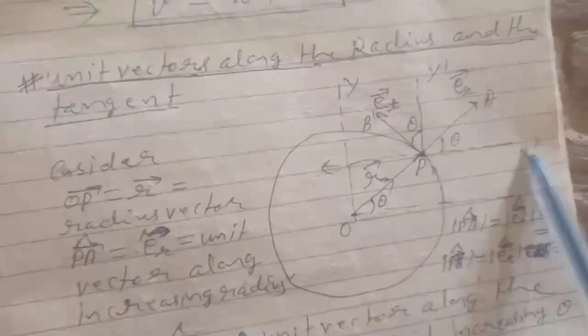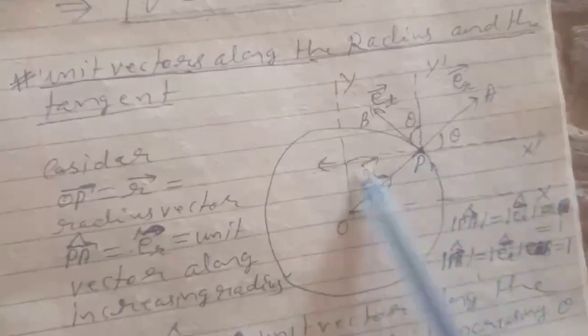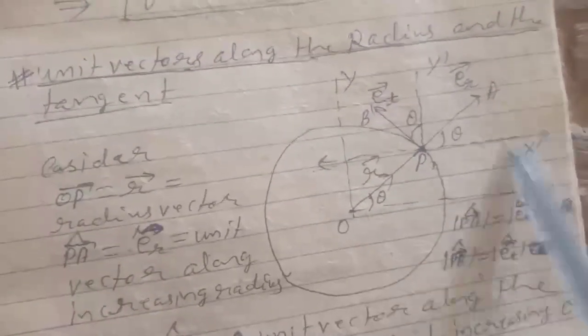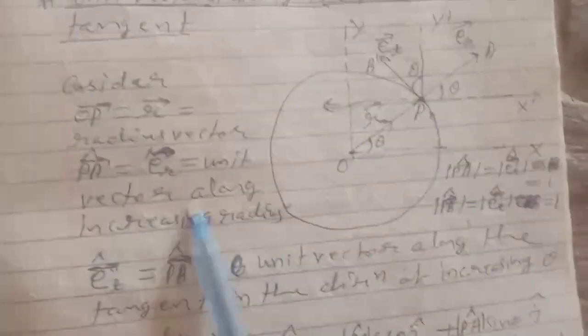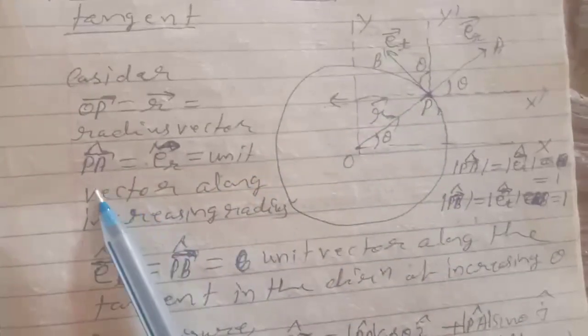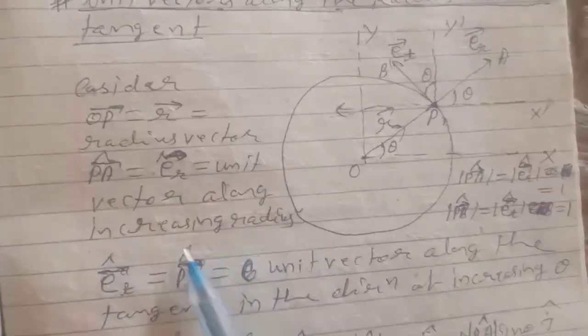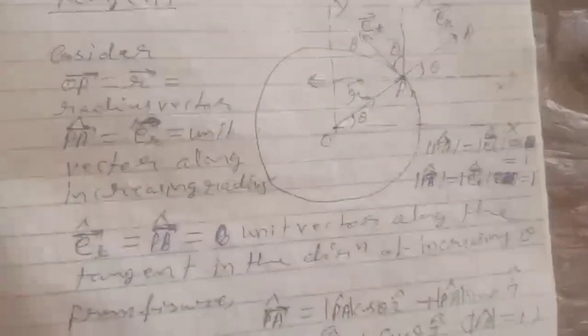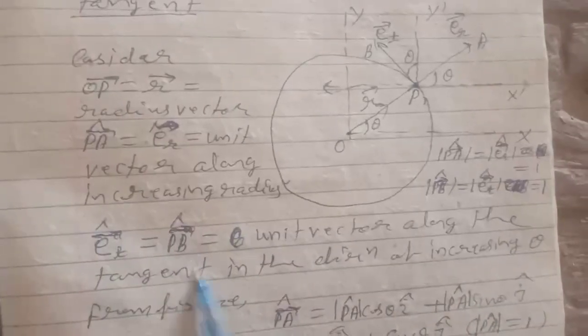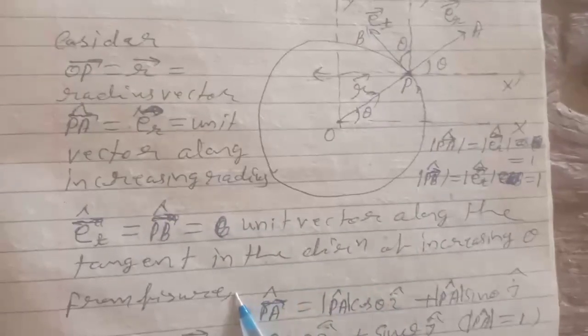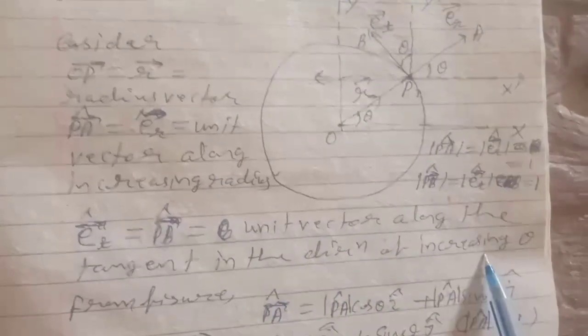Now you fix the x-axis at this point. So the x dash axis will be parallel, these axes are parallel, so you can consider that x dash is in this direction, y dash in this direction. Consider OP vector as R vector, that is the radius vector of point P. So PA cap vector, that is ER cap vector, is the unit vector along increasing radius, and E cap T vector, equal to PV cap, is the unit vector along the tangent in the direction of increasing theta.